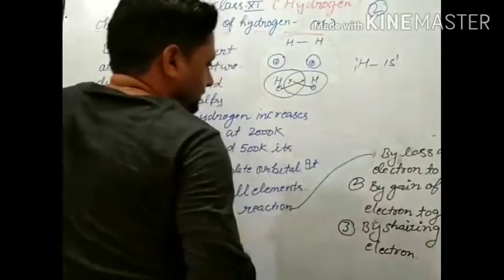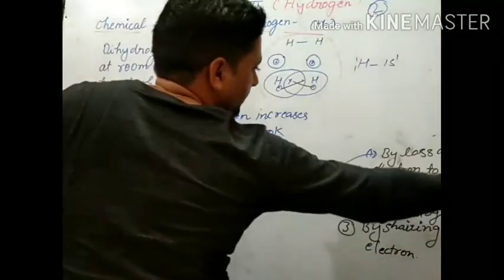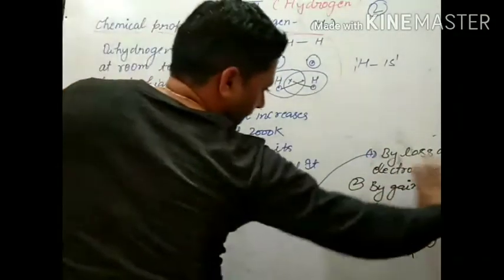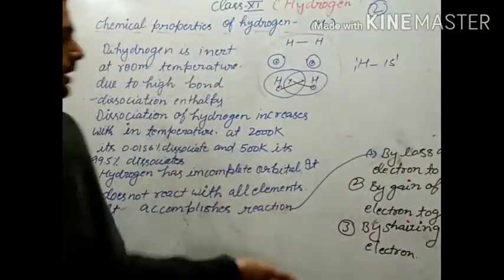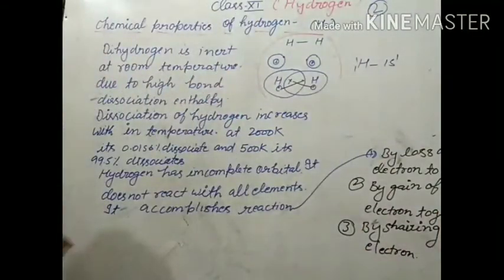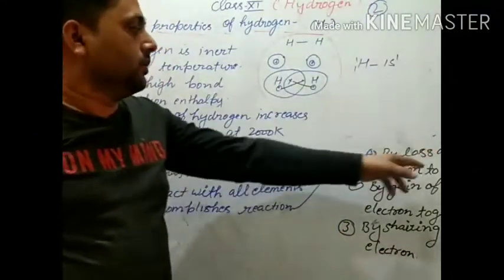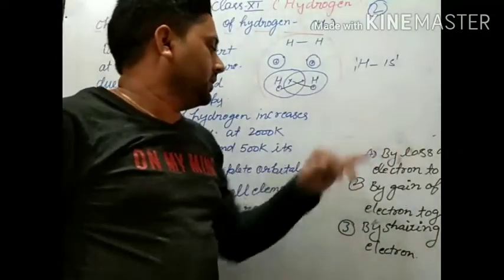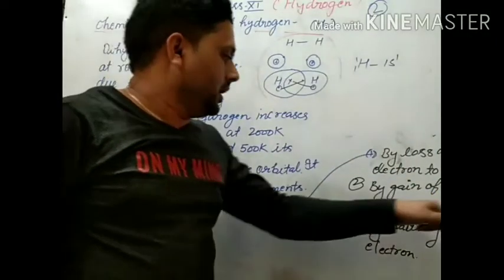loss of 1 electron to give H plus, second by gain of 1 electron to give the hydride ion, and third by sharing of 1 electron. So hydrogen shows three types of reaction: by loss of 1 electron to give the H plus ion, by gain of 1 electron to give the hydride ion, and by sharing of 1 electron.